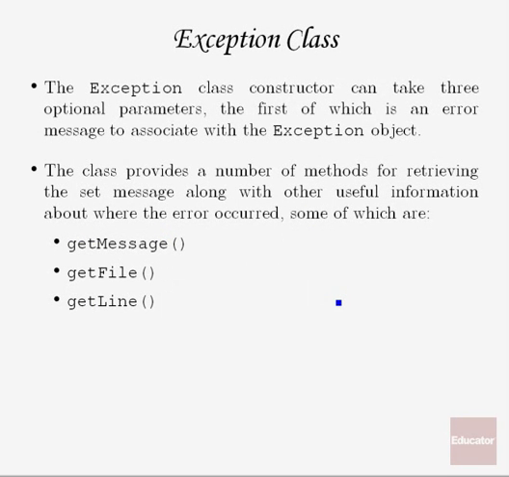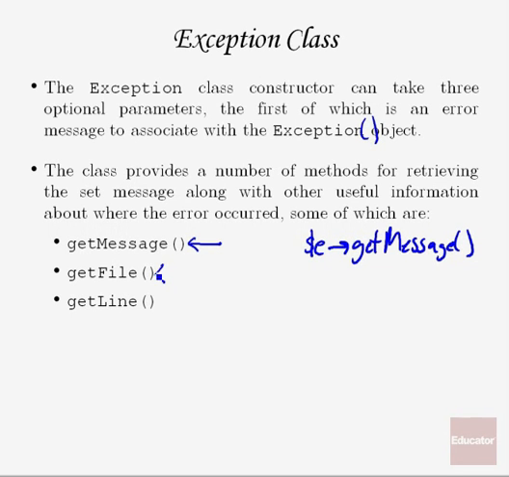So the exception class has a constructor that can take up to 3 optional parameters, the first of which is an error message to associate with the exception object. And then there are a couple of different methods that the exception class provides. The first one we're going to talk about is get message. If you pass an error message as the first parameter to the constructor when you create the exception object, then when you call get message on that instance, within our catch block, on E, for example, it's going to output whatever message we passed in the constructor when we threw the exception.